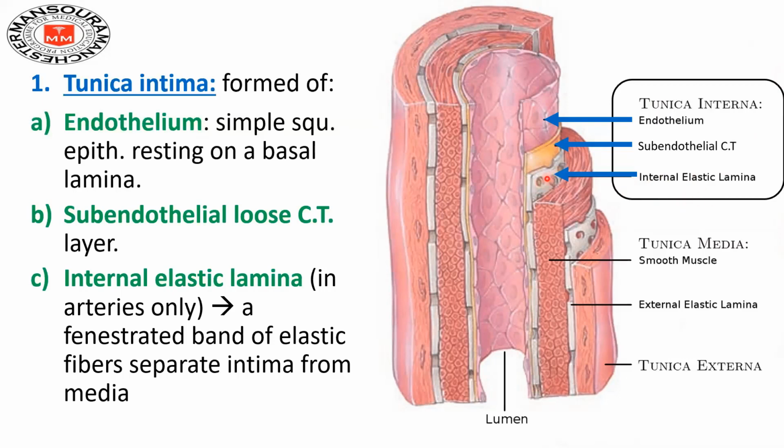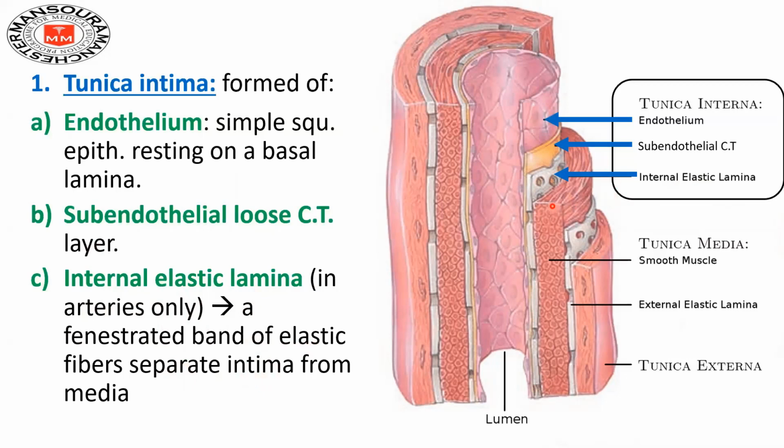This internal elastic lamina is present in tunica intima of arteries only. So if we mention the wall of a vein, we will not mention the presence of internal elastic lamina. It is only present in arteries. So this is to be noted. Internal elastic lamina is only seen in the wall of arteries only, not in the veins. And this layer is formed of fenestrated bands of elastic fibers separating intima from the next layer, which is the media.